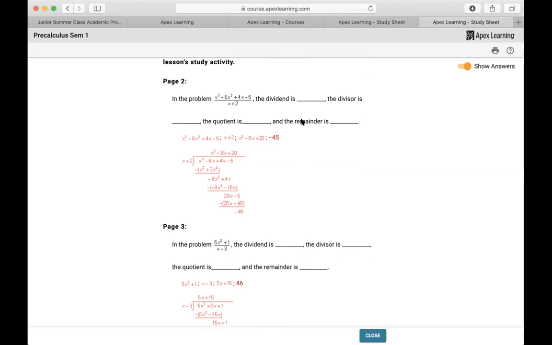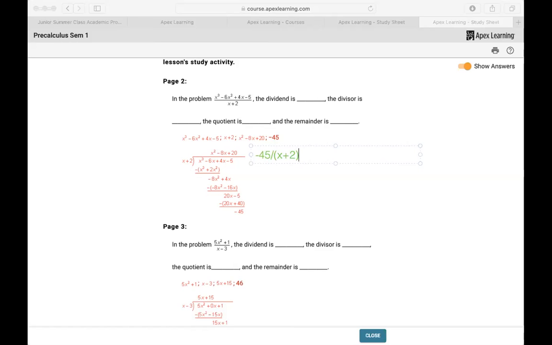But if we were writing this as our equation here, it would be the x squared minus 8x plus 20 minus 45 divided by x plus 2, right? So the remainder is negative 45, but when we write it as an equation, you have to remember, you got to put the remainder over the divisor.